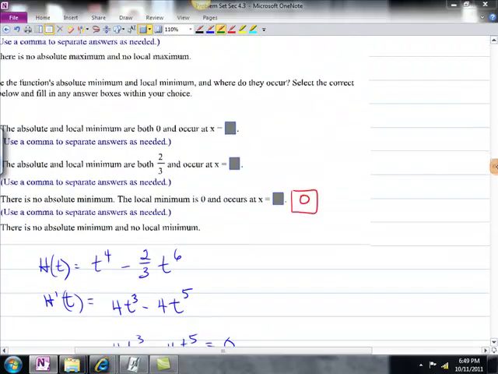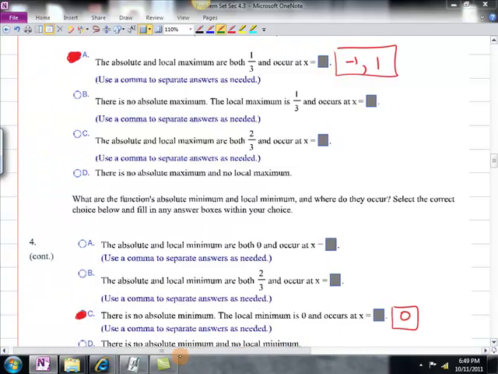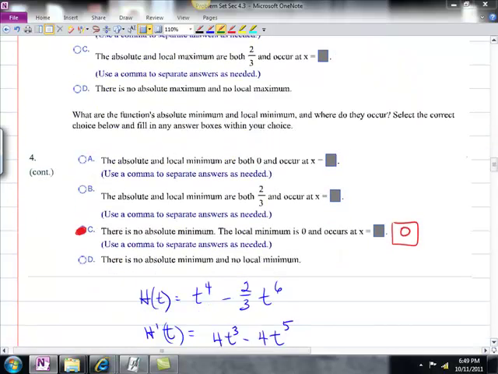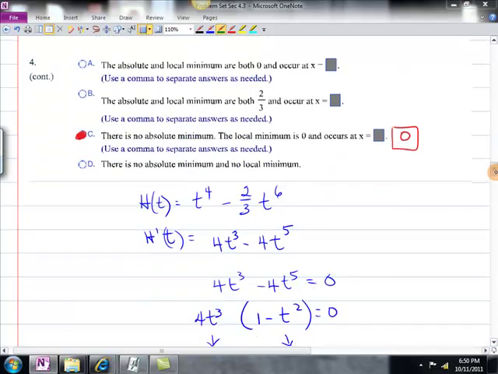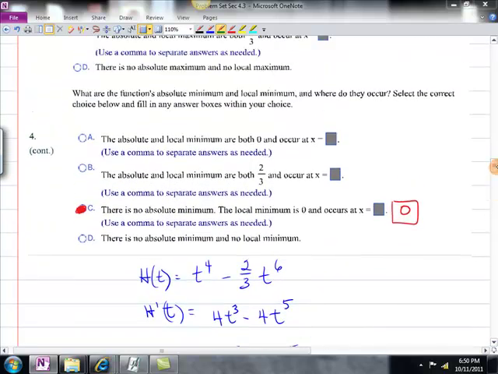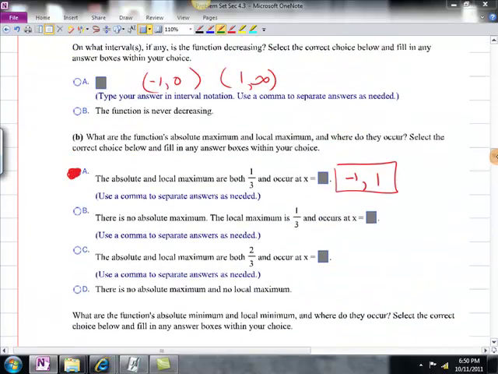All right, so back here, you would fill in the right answers. The absolute and local max are both 1/3, and they occur at x equals -1, 1. That would be that answer. There is no absolute min. The local min is 0 and occurs at x equals 0. This is when I would be using the calculator. I would throw it in there, the original, and see that. The max, 1/3. They're both 1/3, and they occur at -1 and 1.